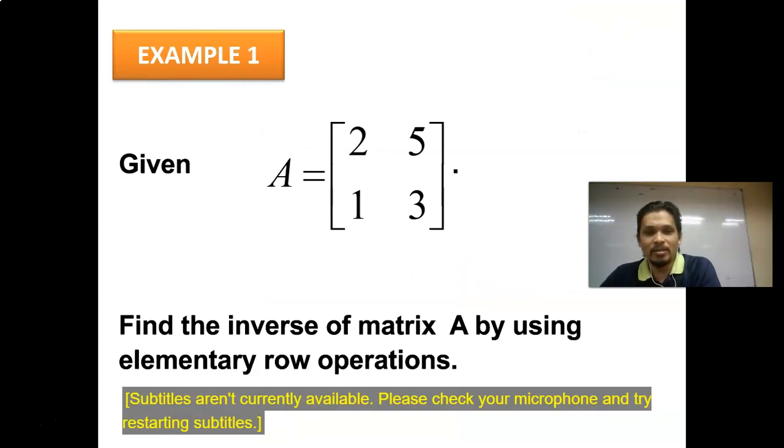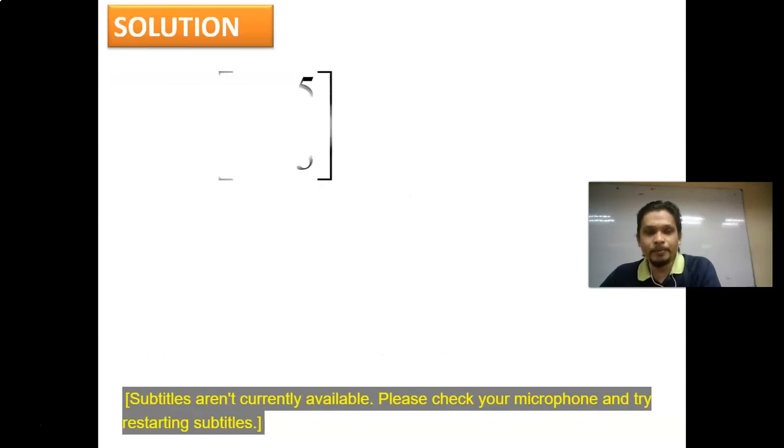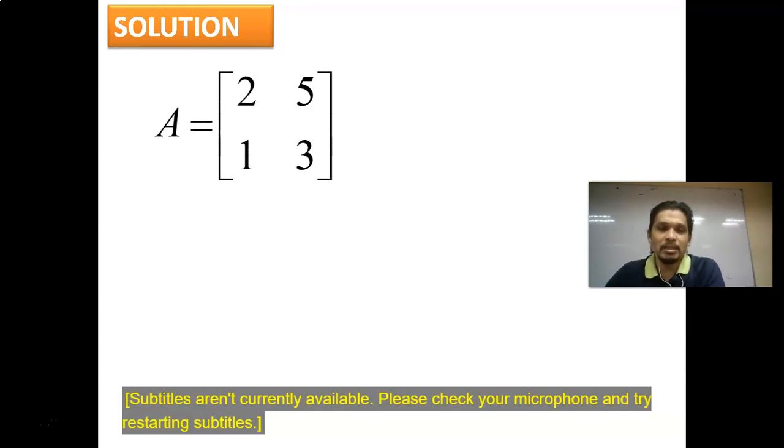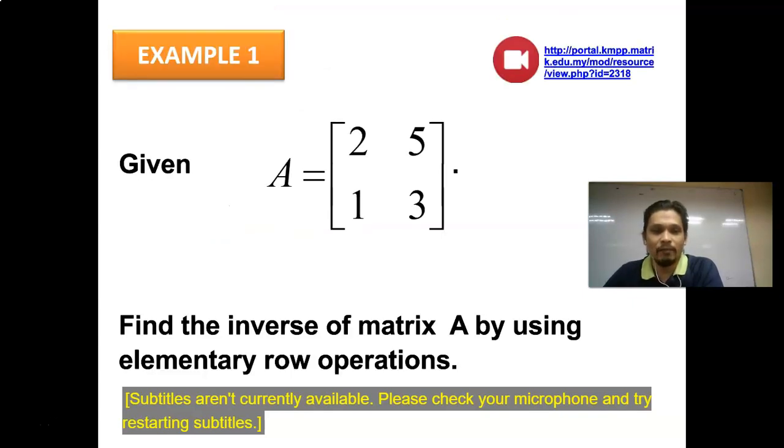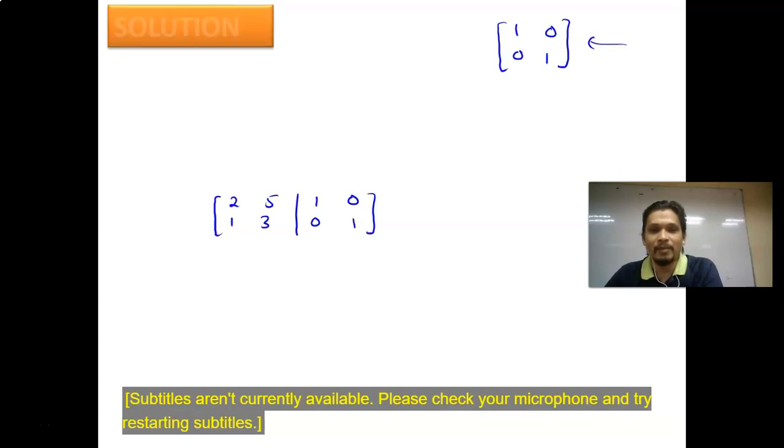Find the inverse of matrix A by using elementary row operation. So class, just imagine that we have 2, 5, 1, 3 and 1, 0, 0, 1. This is our reference. So what's the question just now? Find the inverse matrix of A.